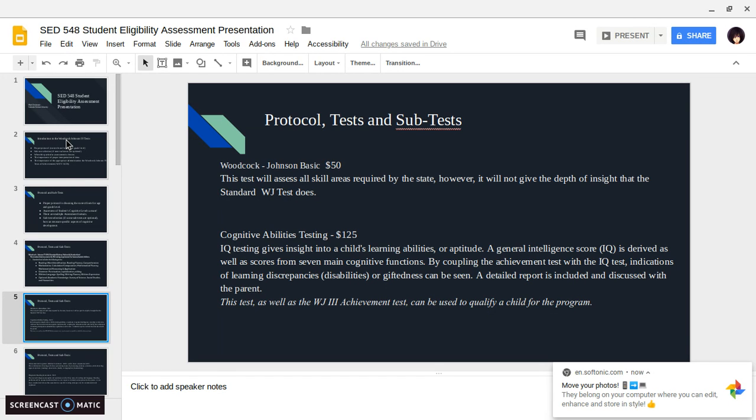So the Woodcock-Johnson basic test is something that we use quite a bit because we don't have to pay to have a psychiatrist come in and certify the results. It gives us a nice breakdown for IEP reports and placement of a student. Cognitive abilities testing is a little bit more expensive, as it says here. IQ testing gives insight into a child's learning abilities or aptitude. A general intelligence score, or IQ, is taken about every 3 years where I work.